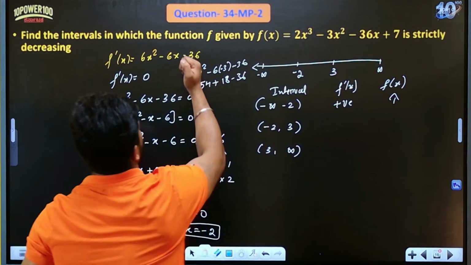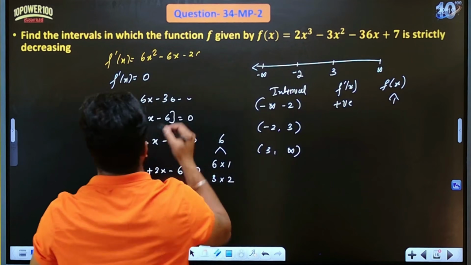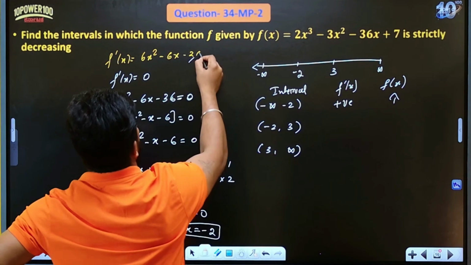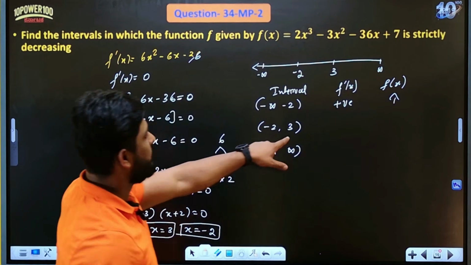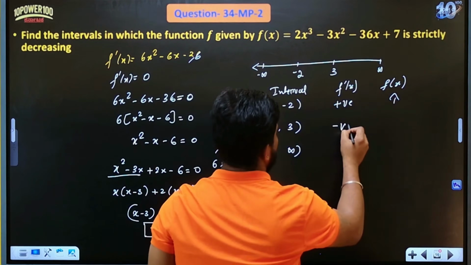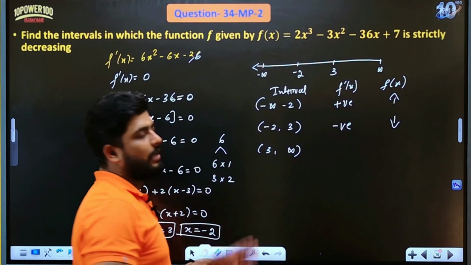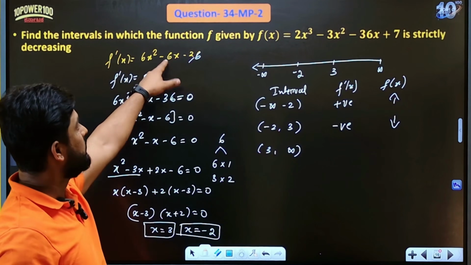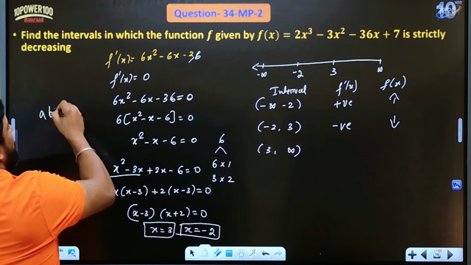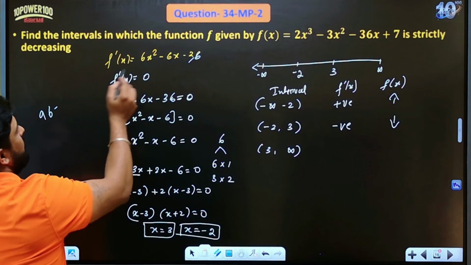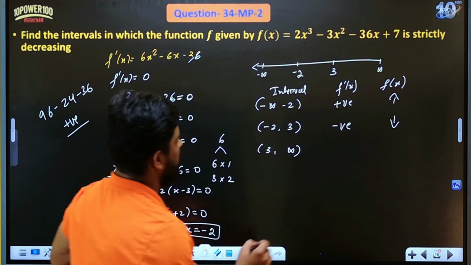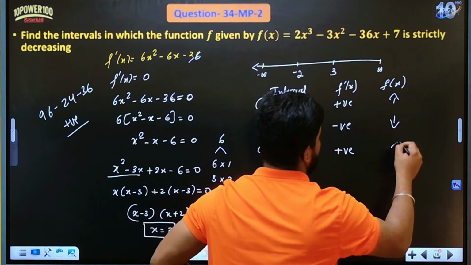Okay, so next, in minus 2 to 3, the easy value is 0. So substitute 0 and we get minus 36. So this is negative, so this is decreasing. And for 3 to infinity, substitute 4: 16 into 6 is 96, minus 6 into 4 is 24, minus 36. So it is positive only. So this is positive, so f of x is increasing, correct?